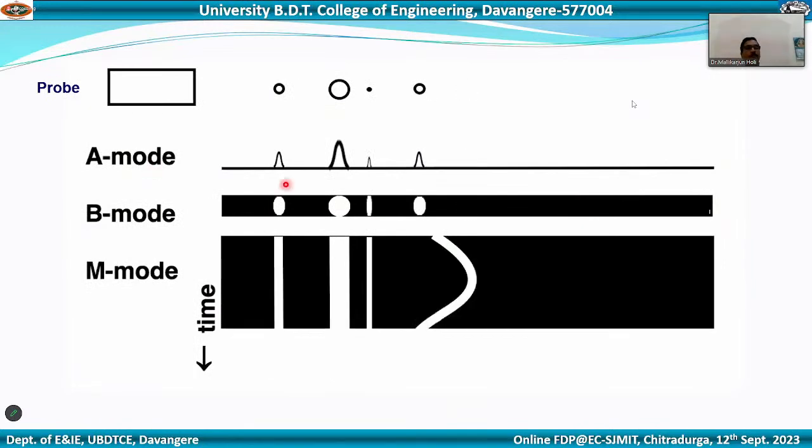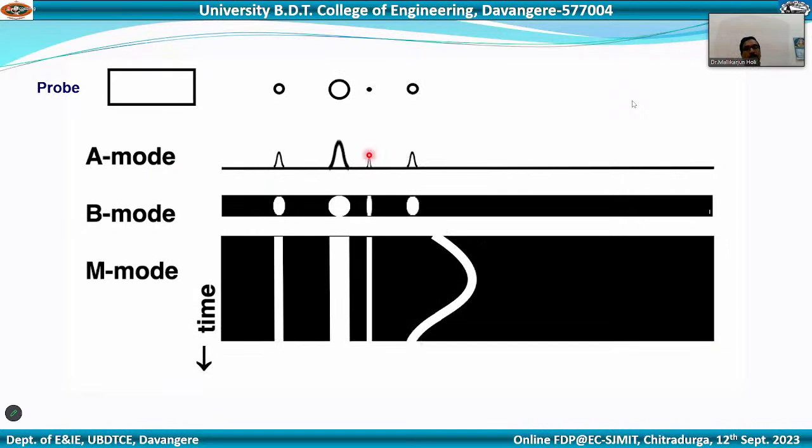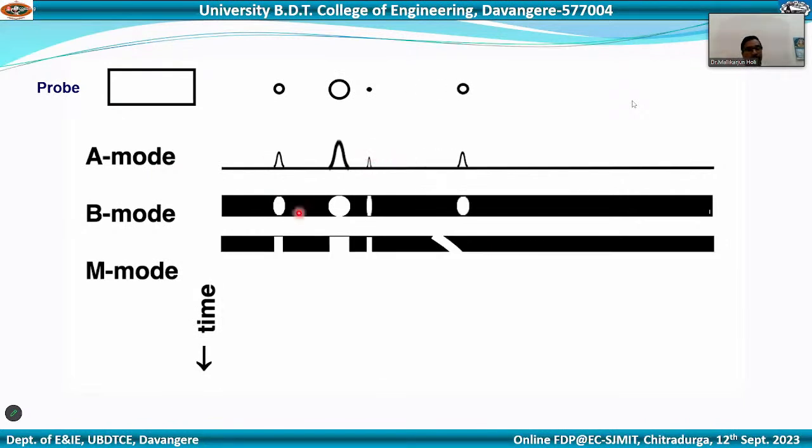See what is the difference between A mode, B mode, and M mode. In A mode, only the reflected echo, we are able to get the depth. B mode is equivalent to brightness.